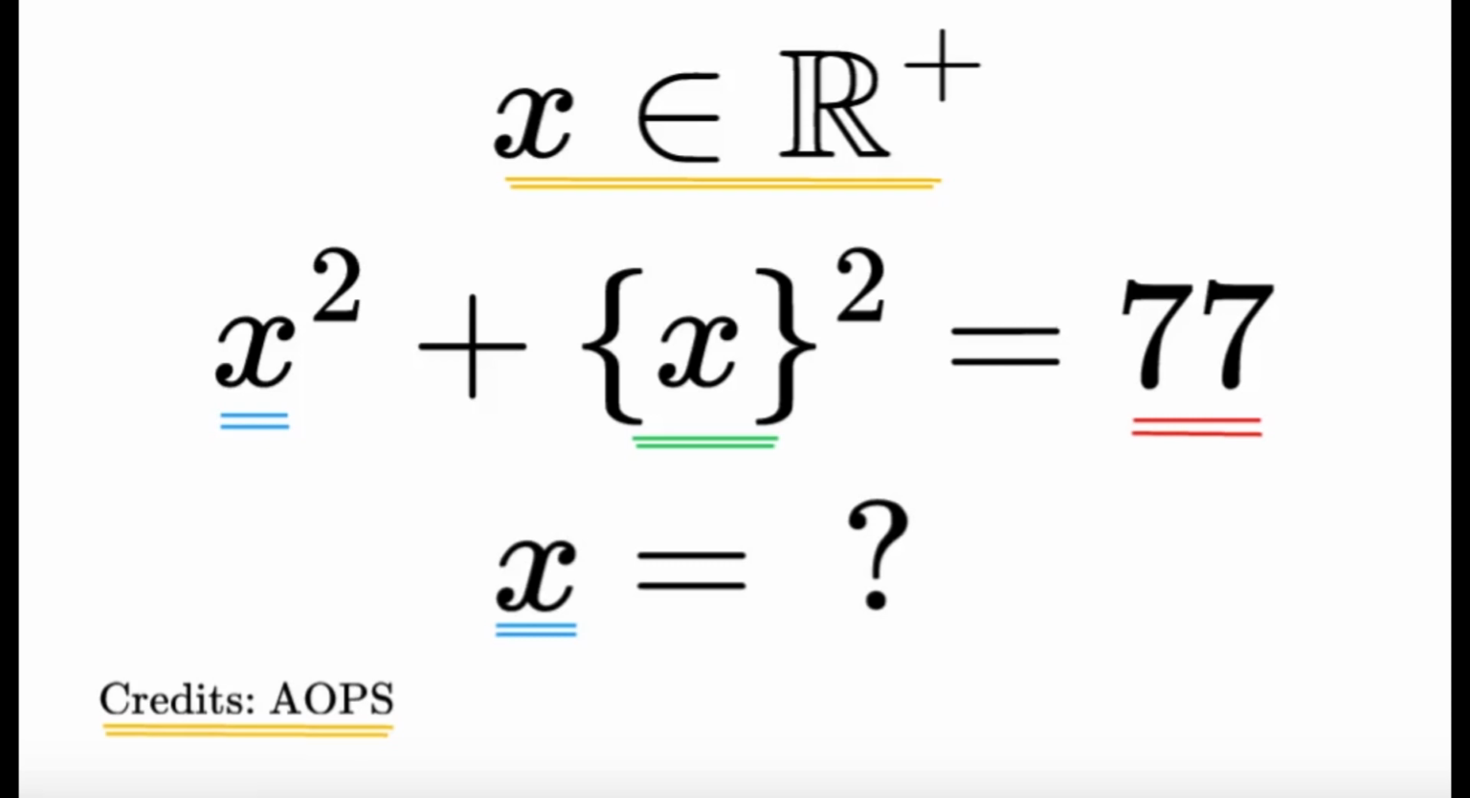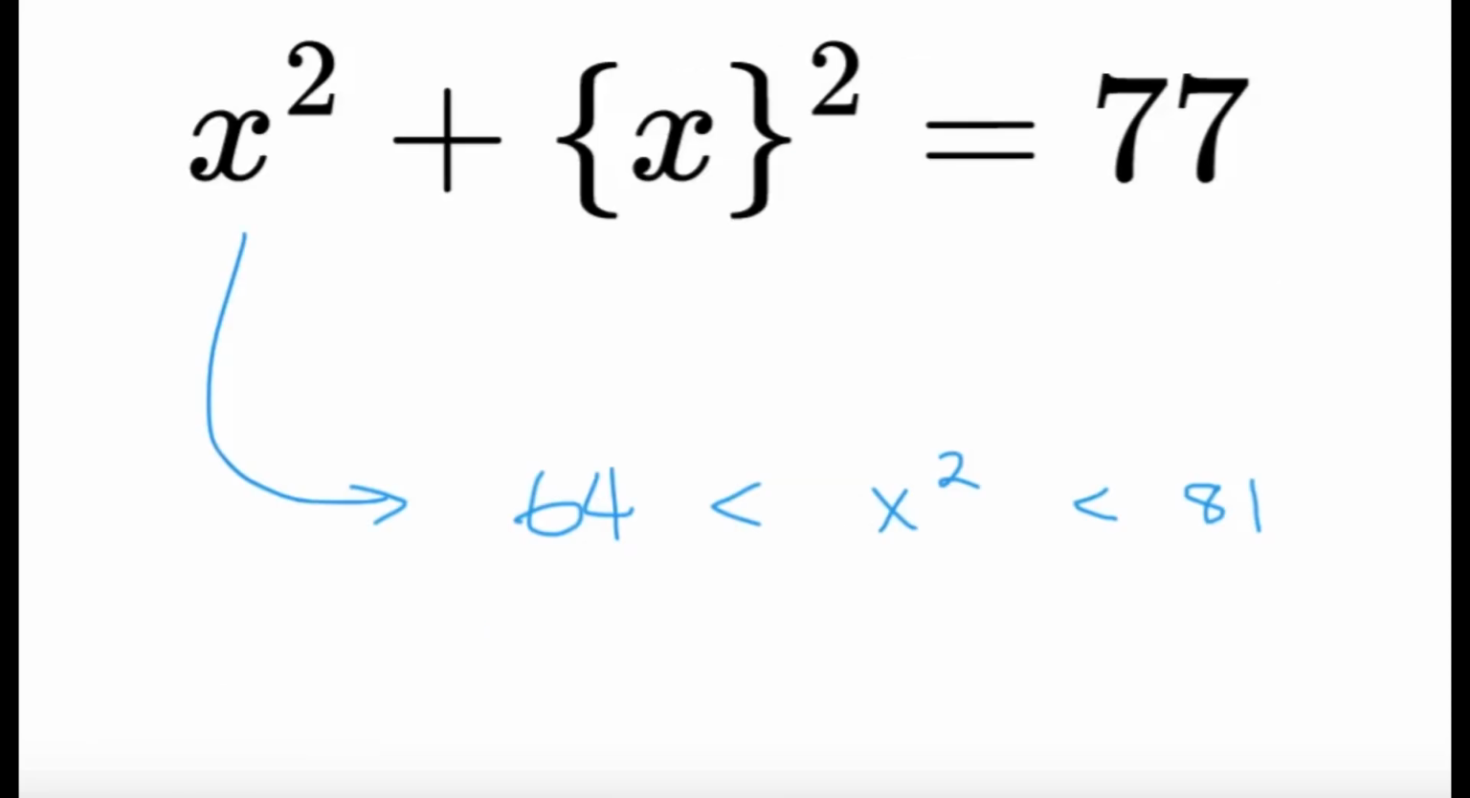Now, whenever we have these types of questions where we have x and the fractional part of x, and maybe later you're going to see the floor of x or the greatest integer function appear, you might want to consider bounding or fixing a range, because we can actually do that. For example, in this case, we can bound x squared. So x squared plus the square of the fractional part of x equals 77.